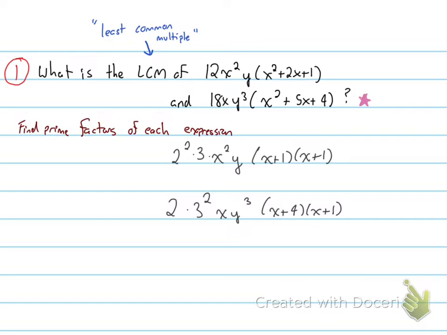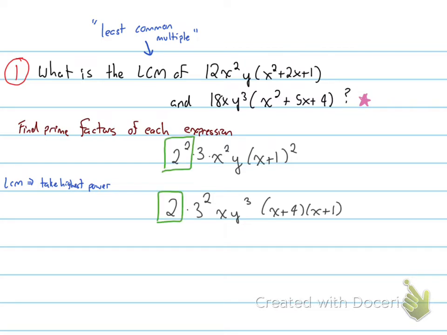Now I want to find the LCM. And the key here for finding a least common multiple is to compare everything. Or I guess first, before I do that, I'm going to rewrite this as x plus 1 squared. Now I'm ready to go. I'm looking for the highest power, okay? So between each expression, I'm looking for the highest power. That's going to go into what the LCM is.